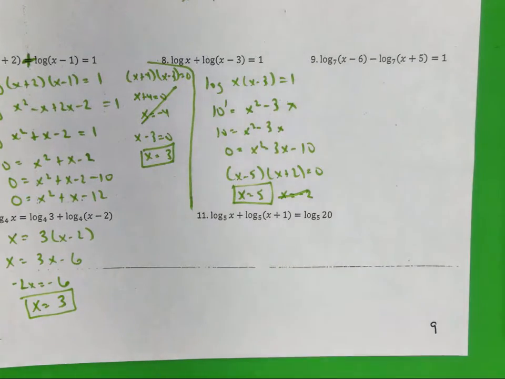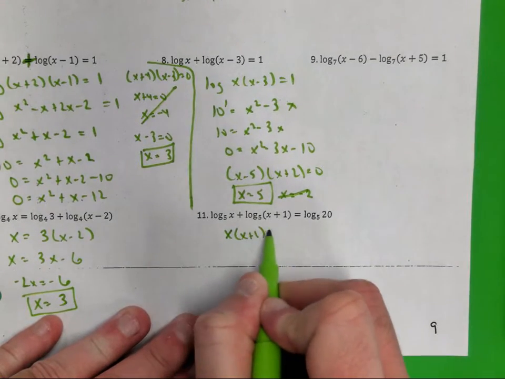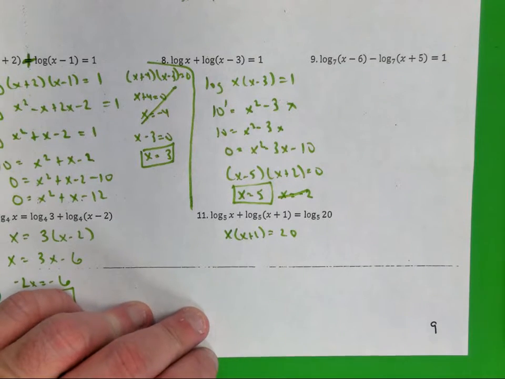Now look at the structure of number 11. What do you notice? They all have what? Log base 5. So can I ignore that? Yes. What's this plus tell me? What rule am I going to do? Product rule. And I'm down to that.